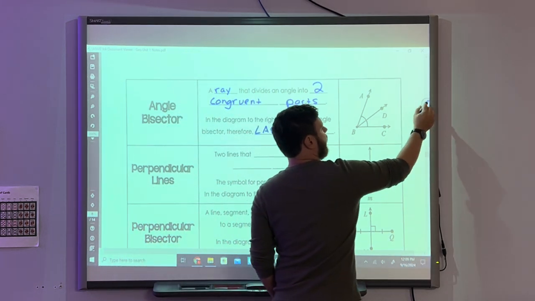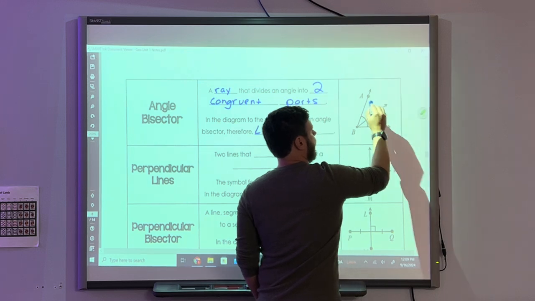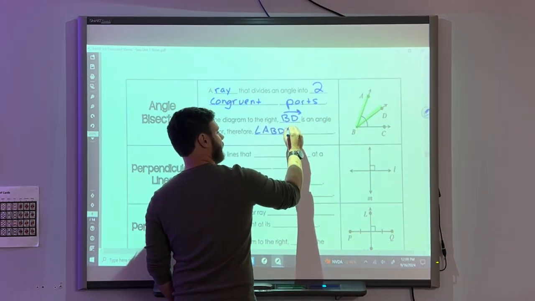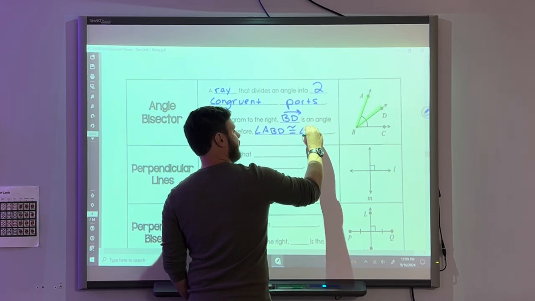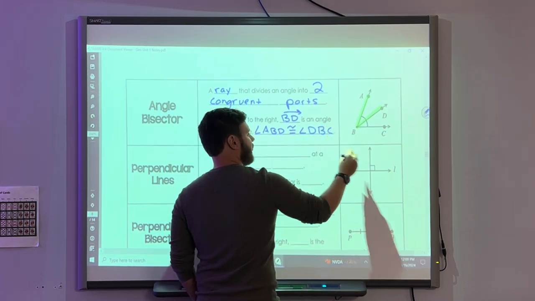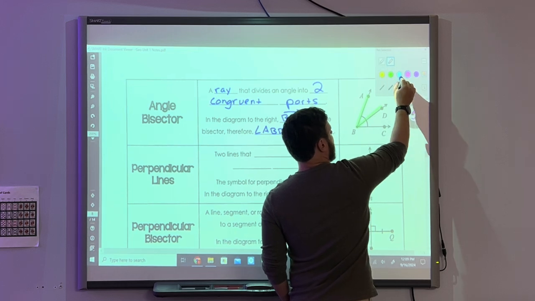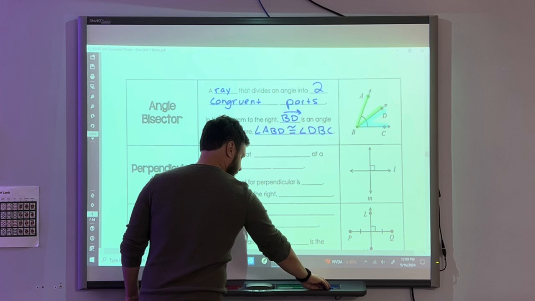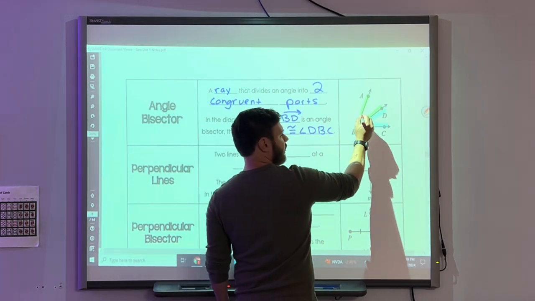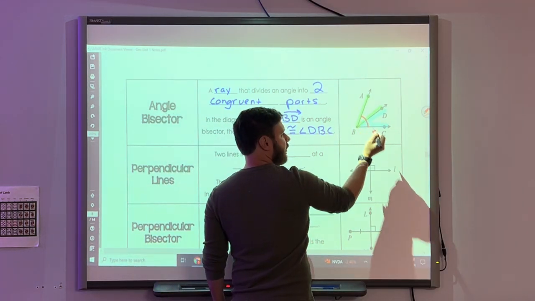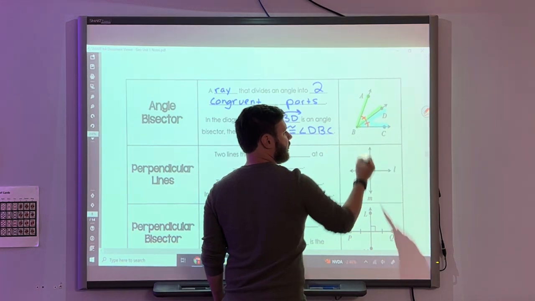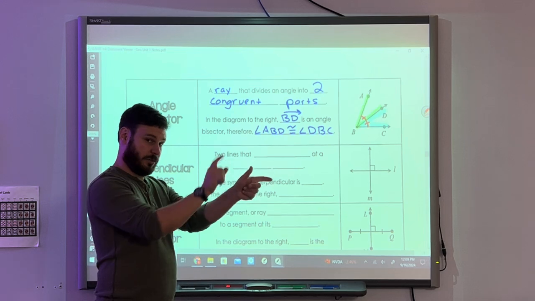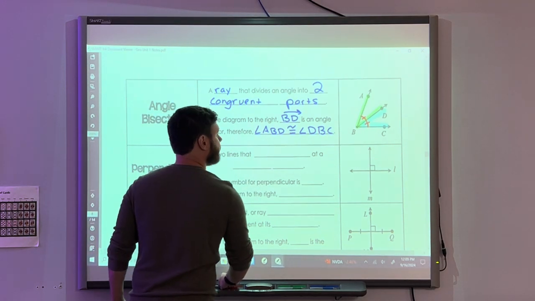So I can say that angle ABD, that's this one here, A to B to D, is going to be congruent to angle DBC, and that is this one here. And I can see that in the diagram because this little arc tells me that this is congruent to that. That is the notation to show you, hey, this is the same as that because that arc is there.